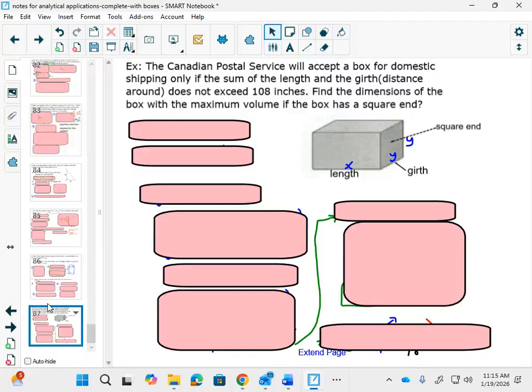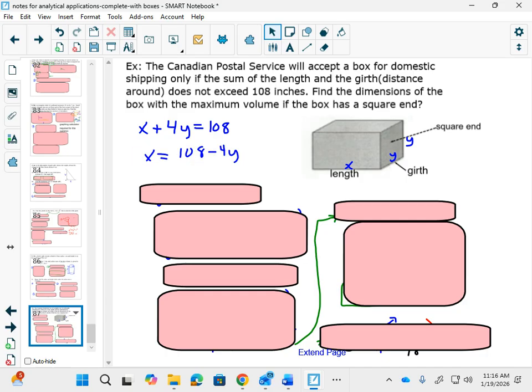Yes, perimeter. Circumference is only for a circle. But yeah, the perimeter of this is y plus y plus y plus y. In other words, the x plus 4y at most can be 108. Can you see it's really easy to get x by itself, by moving the 4y over?